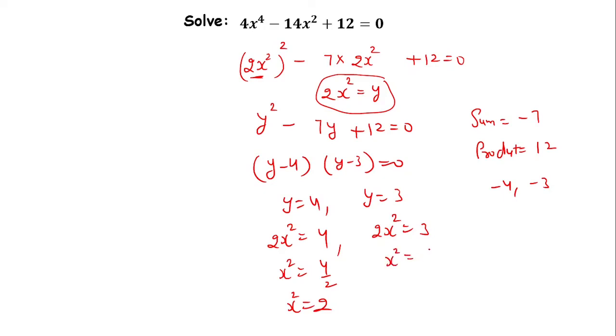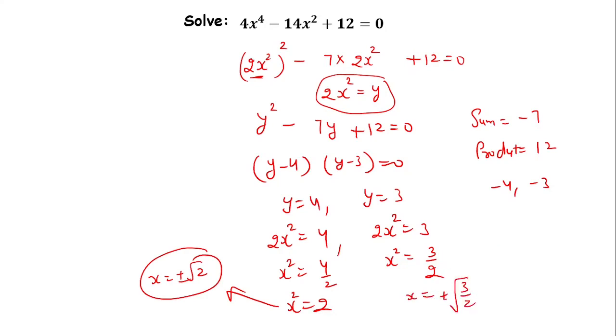From here the value of x² is 3 and a half. So from here the value of x will be plus or minus square root 2, same as the previous example, and from here plus or minus square root of 3 by 2, the same answer. So you can go either way. One more method is there, but let's just skip that.